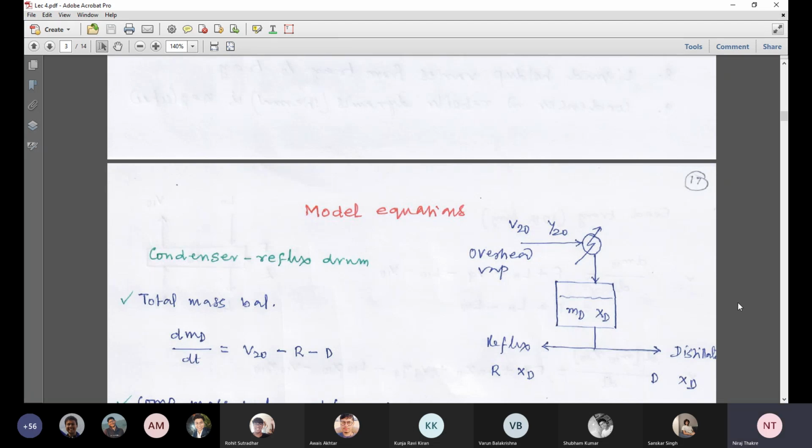As I mentioned before, the composition of liquid in this reflux drum, XD, is the same as the composition of reflux and distillate product, because the same liquid we are recycling to the column and we are withdrawing as the top product.